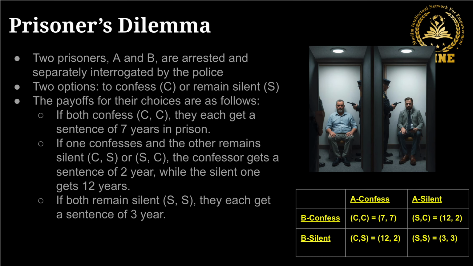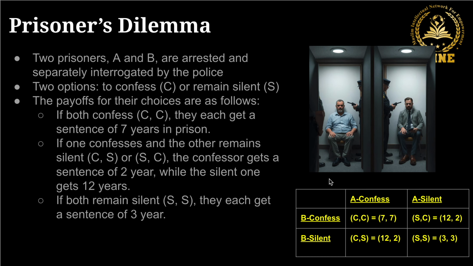If one confesses and the other remains silent, which we're marking as C, S or S, C, the confessor gets a sentence of 2 years, while the silent one gets 12 years because of their stubbornness. If both of them remain silent and stubborn, they each get a sentence of 3 years. So what should A and B do? There is a level of strategic thinking involved here, and there's a lot of dilemma.